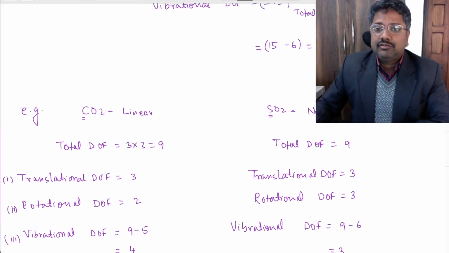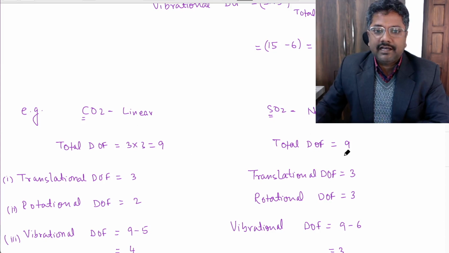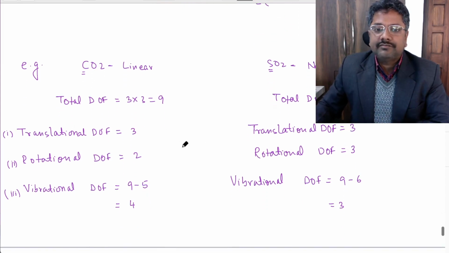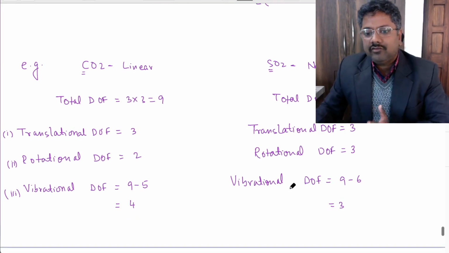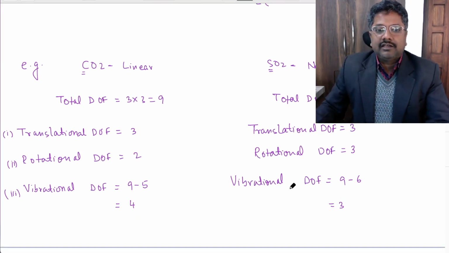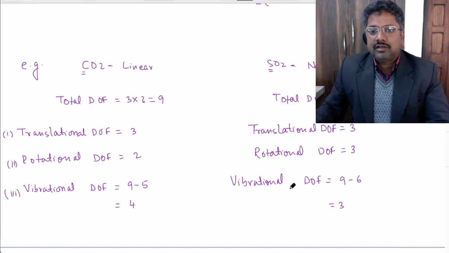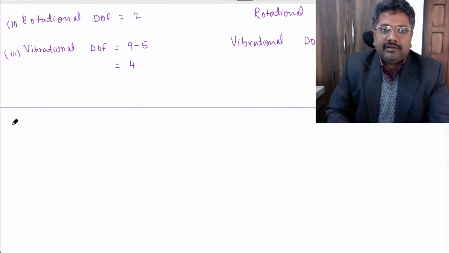So see, both the molecules have the same number of atoms, and total degree of freedom is the same, 9 and 9. Translational is the same, they differ in rotational and vibrational. So in this way you can calculate the total and translational degree of freedom. Now let's calculate one more example.